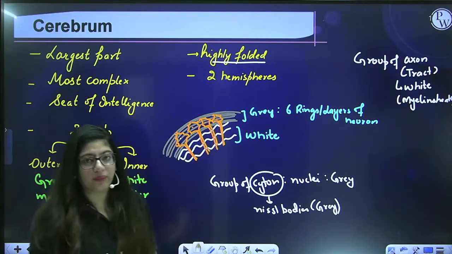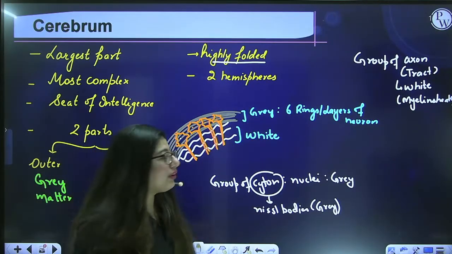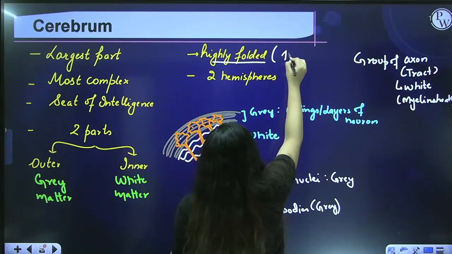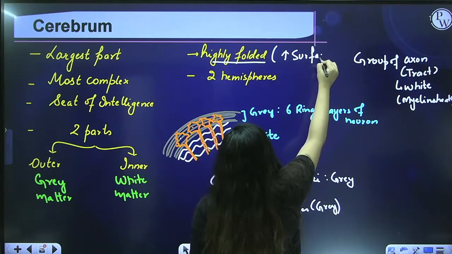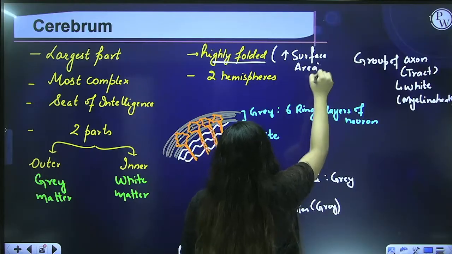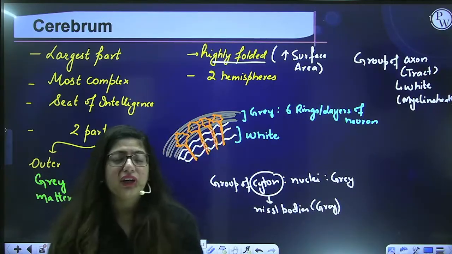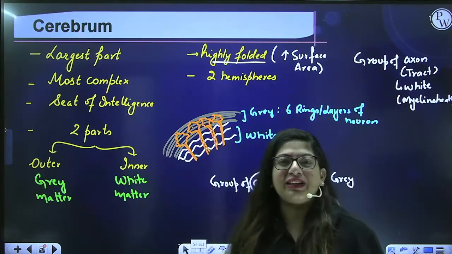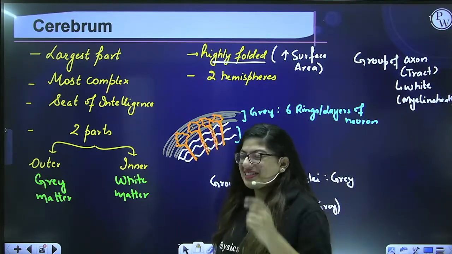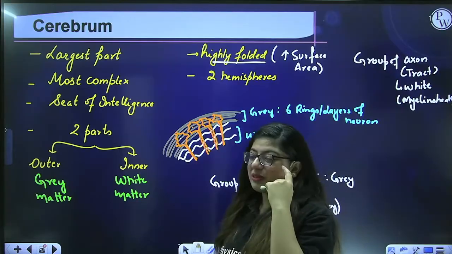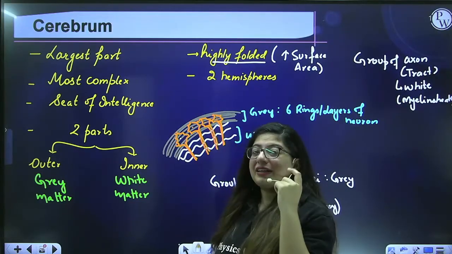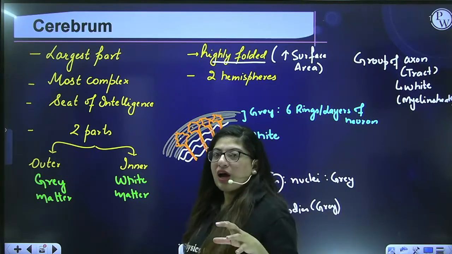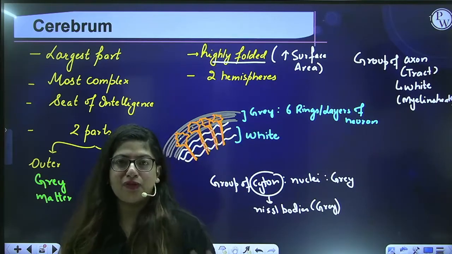Now what's the reason? If I say something is highly folded, that will always increase the surface area. And it will be very good if you have more surface area. More the surface area, more neurons will be there. More neurons, more intelligence, right? Okay. So it doesn't always mean more neurons, more intelligence. Intelligence is also directly proportional to how many synapses are formed between the neurons.